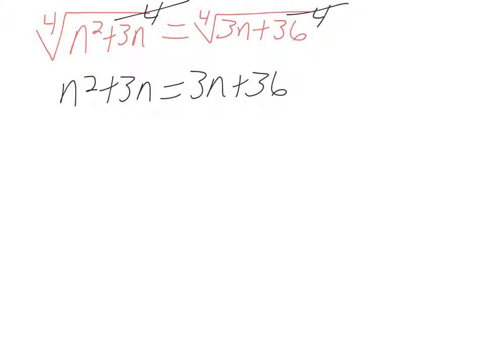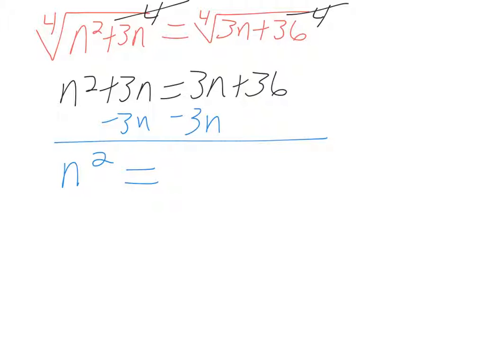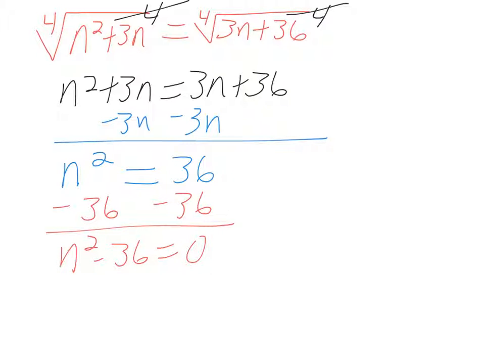So in order to do that, then I'm going to subtract 3n minus 3n. So n squared, 3n minus 3n is 0, and 3n minus 3n is 0, equals 36. And then I'm going to minus 36 because I need everything on one side. So n squared minus 36 equals 0. And so if I factor that, I'd have n plus 6 and n minus 6 equals 0.